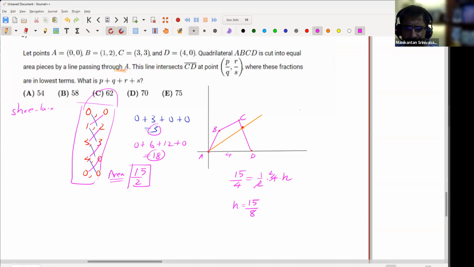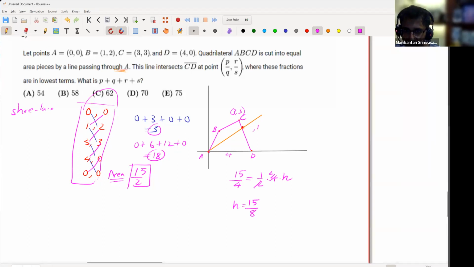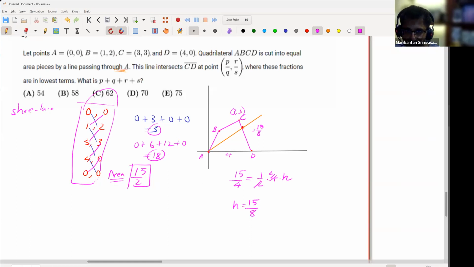Okay, and roughly we have drawn it to scale. You can see this, right? This is 3, 3. 15 by 8 is approximately 2. So more or less, we have drawn a reasonable diagram. If you get something like 25 by 8 with some silly mistake, you should doubt. The entire height of the quadrilateral itself is only 3. How can you get an answer which is more than that? So roughly 15 by 8 makes sense. Yeah, the height is 15 by 8, which means R by S is 15 by 8.